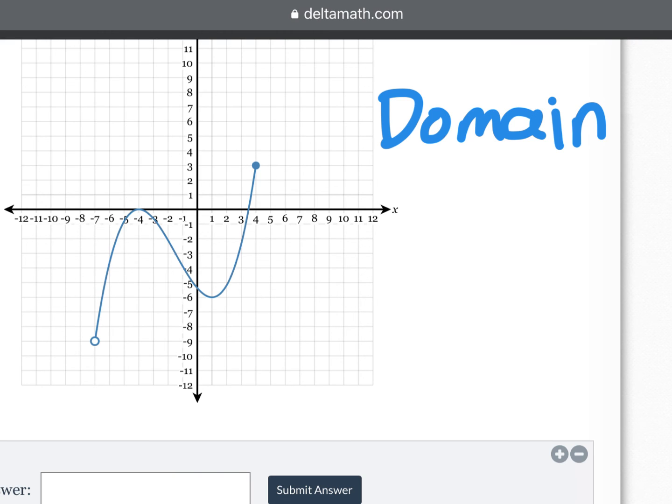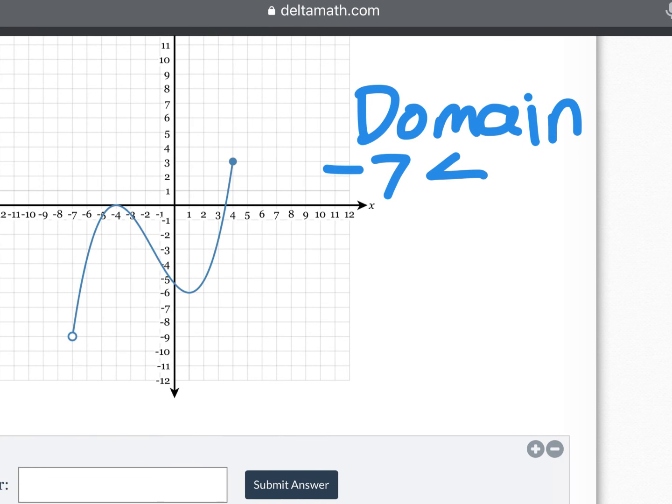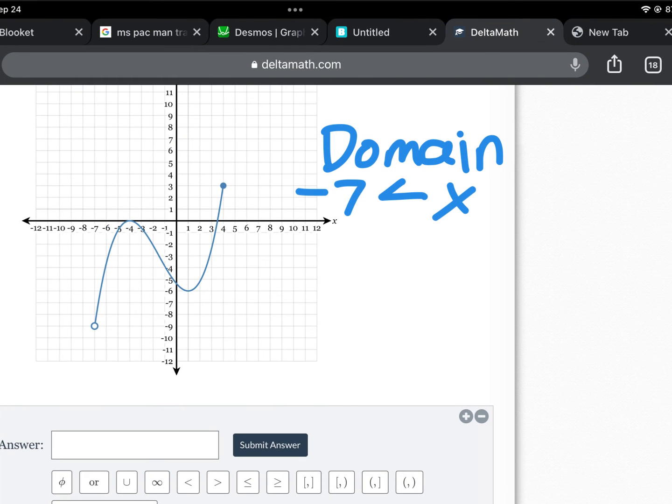Okay, so the domain, we're still going to write that -7, but instead of doing a less than or equal to symbol, because it's not actually equal to -7 because it's got that open hole, you're going to just use the less than symbol instead of the less than or equal to. But on this side, it does still have a filled in circle, which means it'll be less than or equal to 4. So it goes in between -7 and 4 still, but because this one has the open circle, you're not going to make an equal to sign on that side of the inequality.